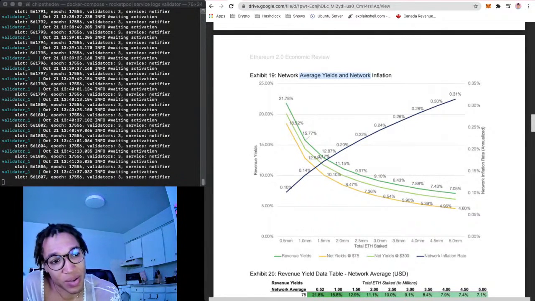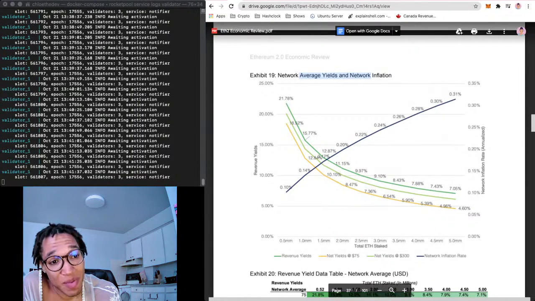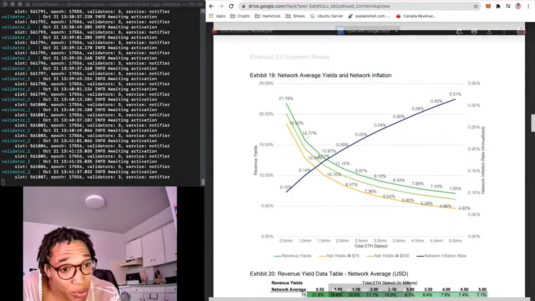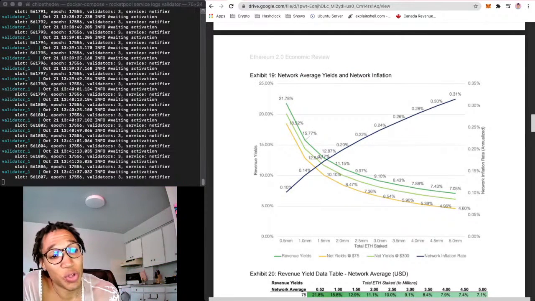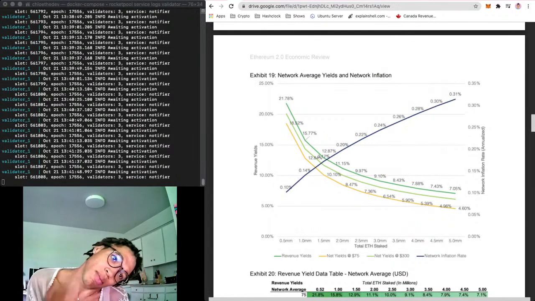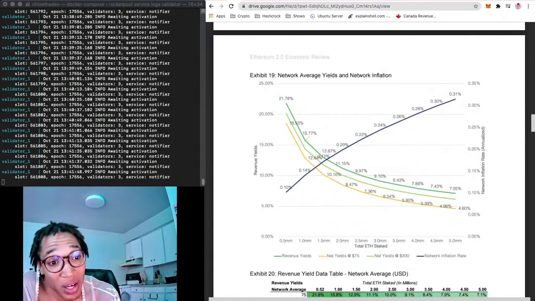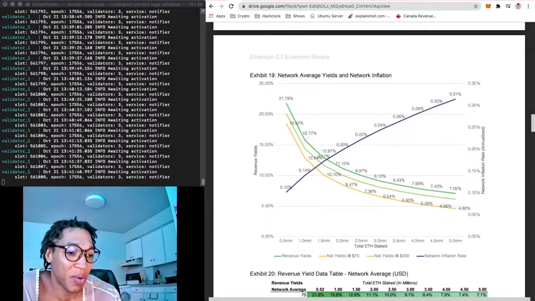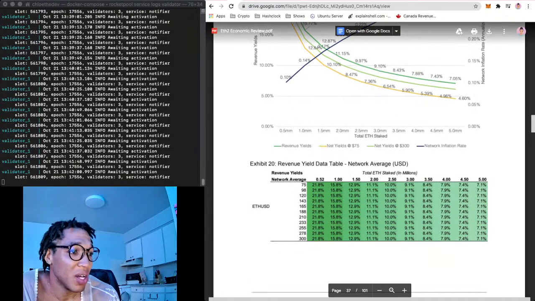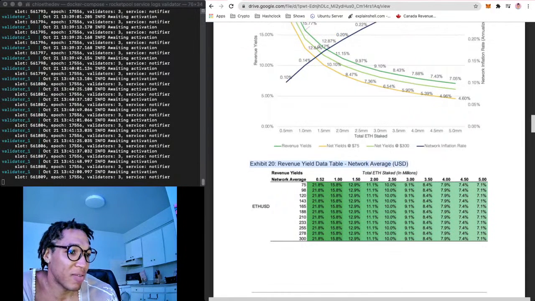And then I would hope that the price of these derivatives on ETH hold at least half ETH's value. So let's say we have about 5 million staking and you're staking a Rocket Pool node. I would then assume you're looking at about 3.5% per year. And then obviously you could provide some liquidity for rETH and ETH, and I think that's probably what the Marlon J Foundation is going to try and do. Exhibit 20, revenue yield data table, network average in USD.